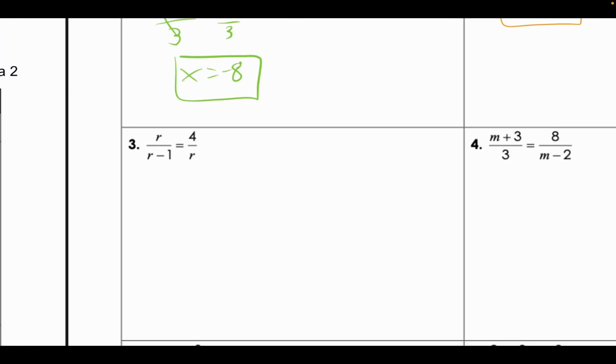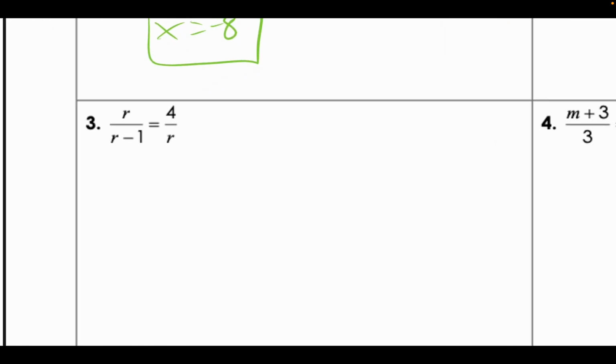Moving on to number 3 here. Once again, cross multiply. R times r is r squared. 4 times r minus 1 would be 4r minus 4. Now, because we have a highest exponent of 2 and we have a b term, 4r in this case, we would need to set it equal to 0 and solve.